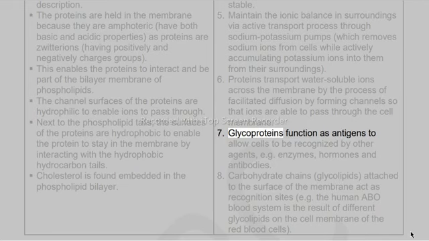7. Glycoproteins function as antigens to allow cells to be recognized by other agents, e.g. enzymes, hormones and antibodies. 8. Carbohydrate chains, glycolipids, attached to the surface of the membrane act as recognition sites, e.g. the human ABO blood system is the result of different glycolipids on the cell membrane of the red blood cells.